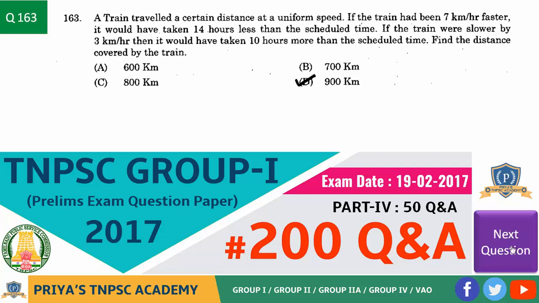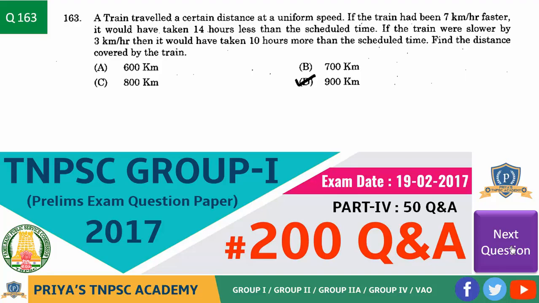Next question. A train travelled a certain distance at a uniform speed. If the train had been 7 km per hour faster, it would have taken 14 hours less than the scheduled time. If the train was slower by 3 km per hour, then it would have taken 10 hours more than the scheduled time. Find the distance covered by the train. Answer is option D, 900 km.